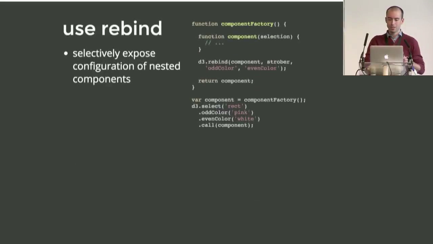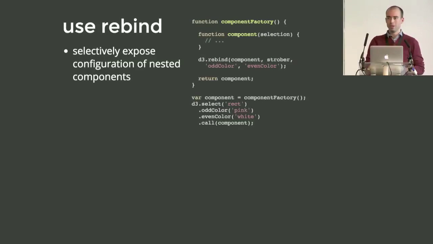But if you do start doing that, make use of rebind. Rebind allows you, if you are using an algorithmic component, to take the configuration of the algorithmic component and expose it as properties of your component, which is really nice because it means that you can hide the fact that you are using that other component, but still give the same flexibility as if someone was using that component directly themselves.